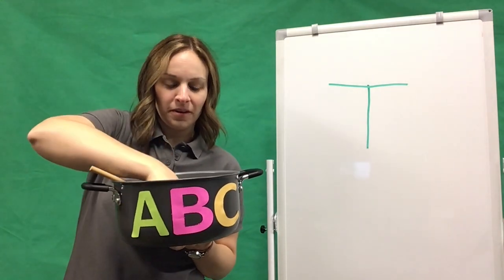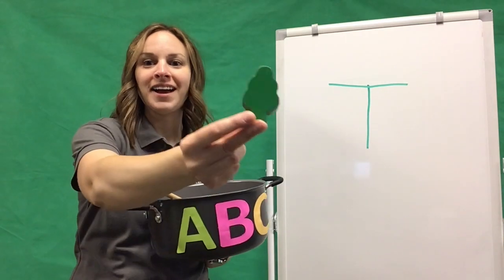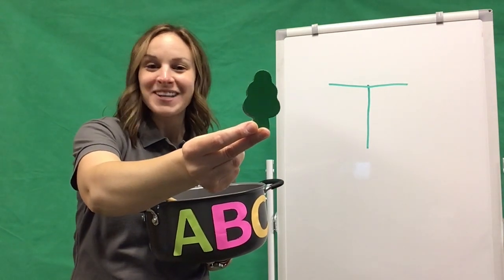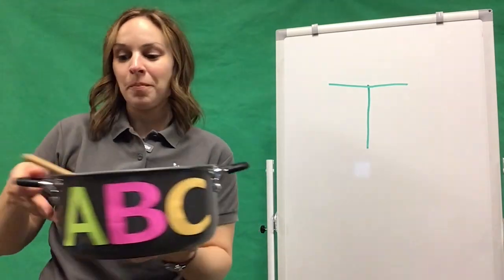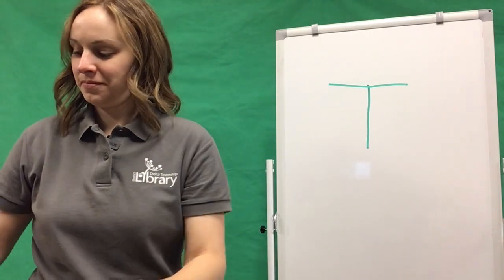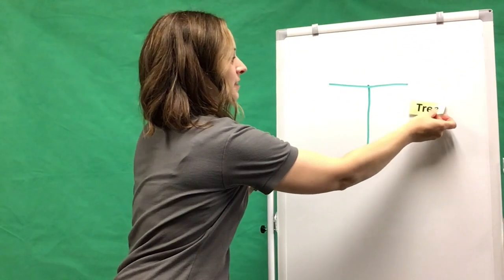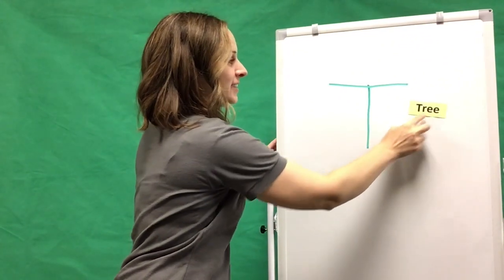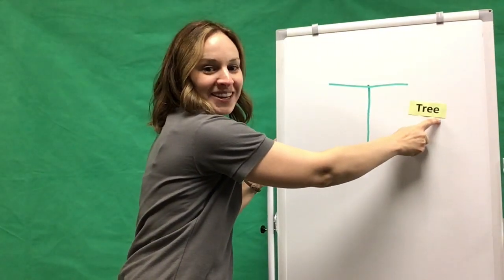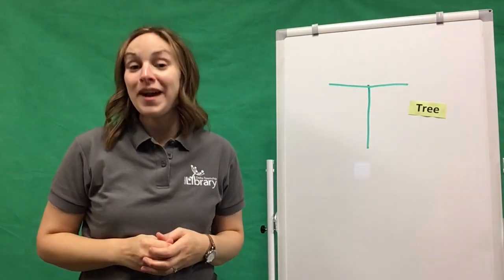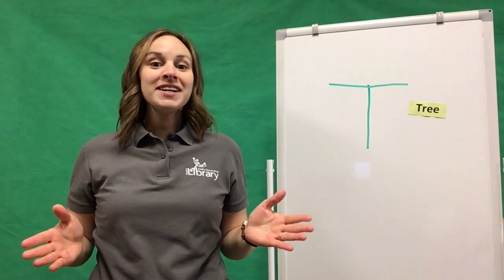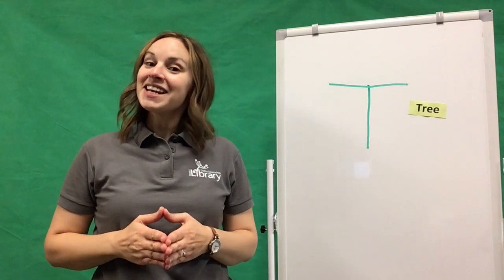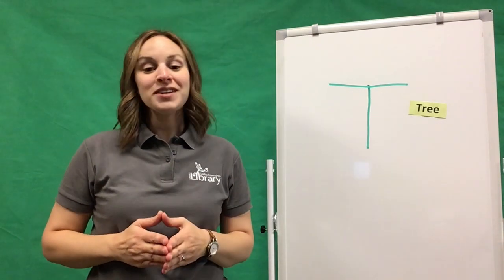Oh, here we go. Tree. Tree starts with T. Let's put our word tree up on the board. Tree. Let's sing hooray for T. Tree starts with T. Let's sing hooray for T today. Tree starts with T.